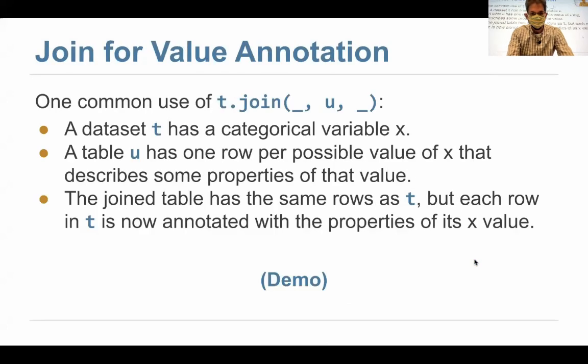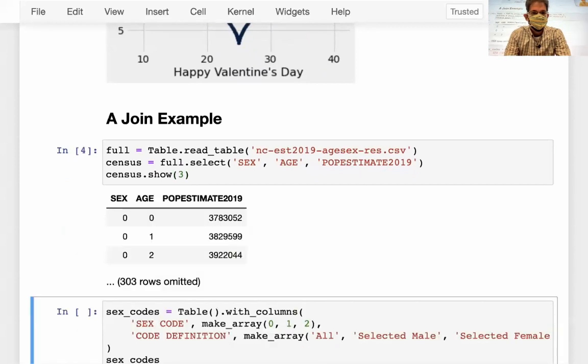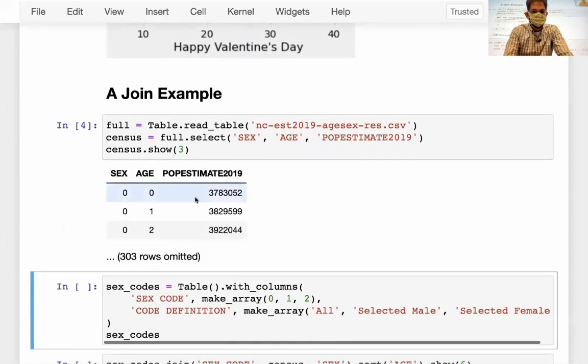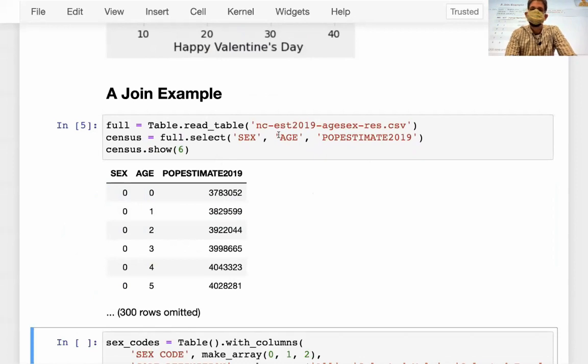Here's a really simple example. Recall that quite some time ago, Swapnil showed you this example of the US Census data set that you can just download from the United States government's website. And in it, it had a column for a population estimate for all people of a particular age, where age 0 means they haven't had their first birthday yet.